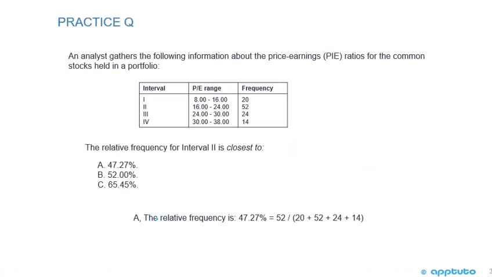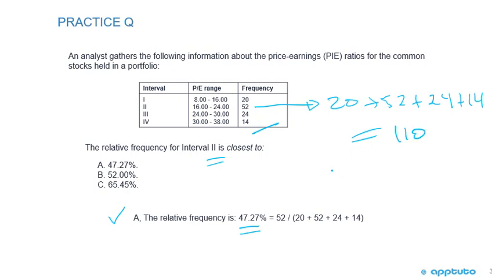This question is not so difficult. The answer is A. The relative frequency is 47.27%. It's asking us for the relative frequency of interval 2. The frequency there is 52, and all we have to do is divide the frequency by the total. If we add up 20 plus 52 plus 24 plus 14, that equals 110. So 52 divided by 110 equals 47.27%, and that's our relative frequency for interval number 2.